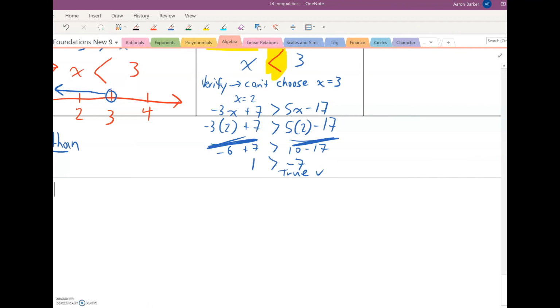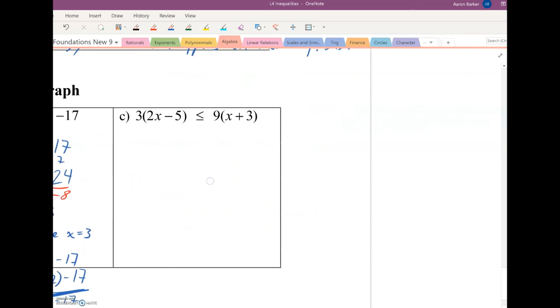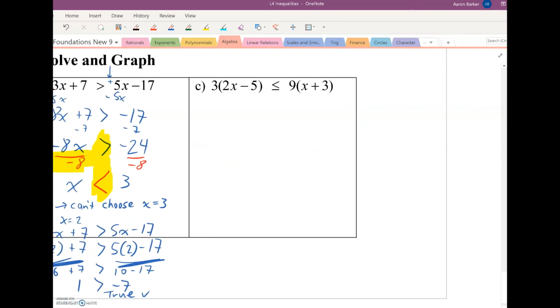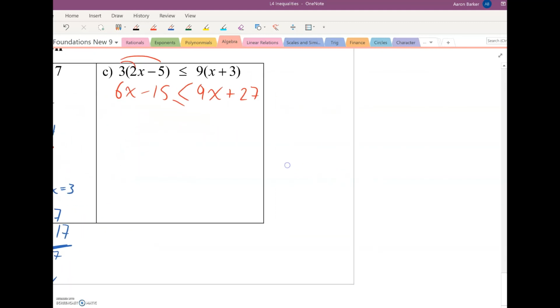Okay, and now for a very last question. You try it and see if you can solve it first and then check back. Go. Okay, now that you check back, make sure you multiply in. So 6x minus 15, sign stays the same, 9x plus 27. So I'm going to show you how to solve it both ways.